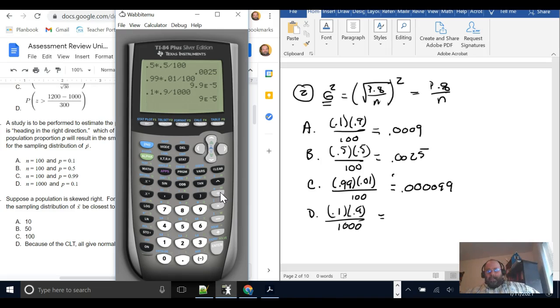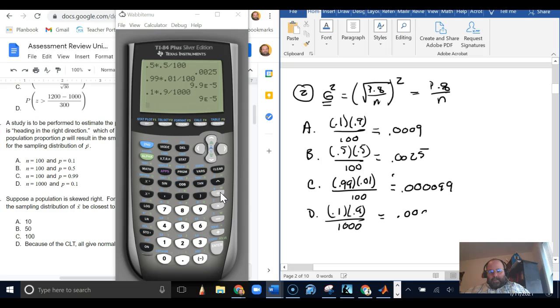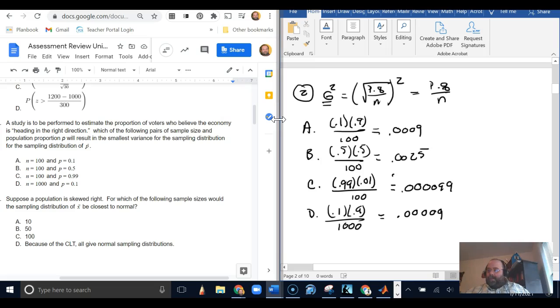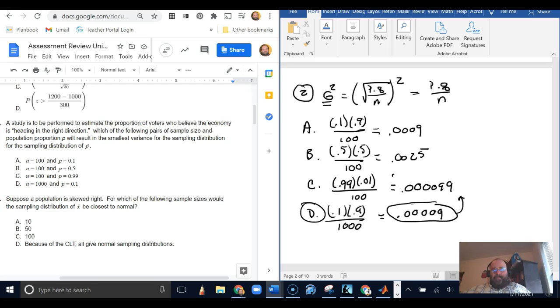Gives me 0.00009 times 10 to the 5th, right? So looking at my possibilities here, it asks me for the smallest variance, which this one is just a wee bit smaller than that one. So we're going to go with D. D is my answer there.